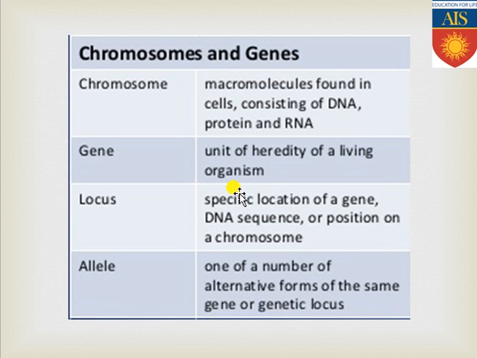First, chromosome. Chromosome means what? It is a kind of macromolecule commonly found within the cell, consisting of DNA, protein and RNA. If you break the word chromosome, chromo means color, chroma, and some means body. So it is a colored body present within the nucleus of the cell, and it is exclusively responsible for transmitting information from one generation to the next generation. It is made up of DNA and histone, non-histone proteins, and sometimes RNA is also involved in the structure of the chromosome.